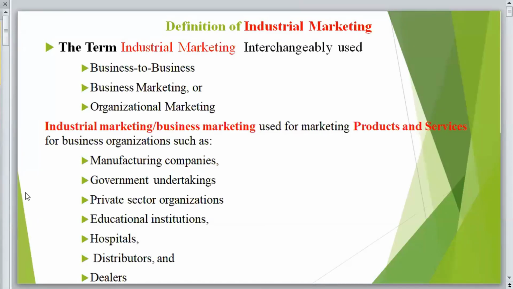So what makes this different from consumer is, in the consumer market, you can identify the individual need. But in the industrial market, you are going to identify the company's need. The company's need is a combination of individuals' needs in different organizational functions or departments.